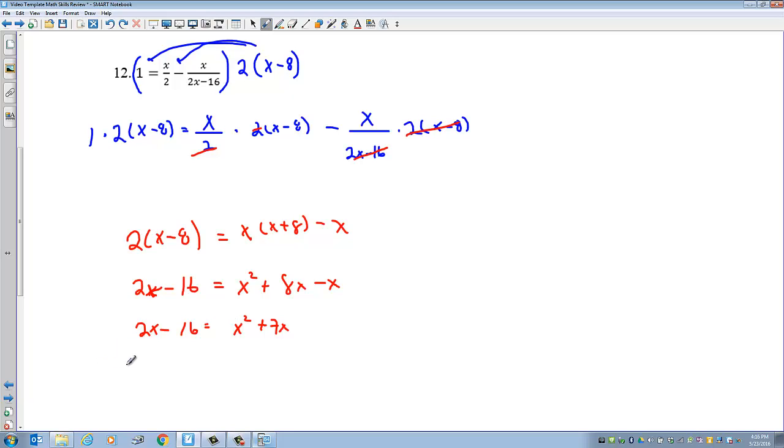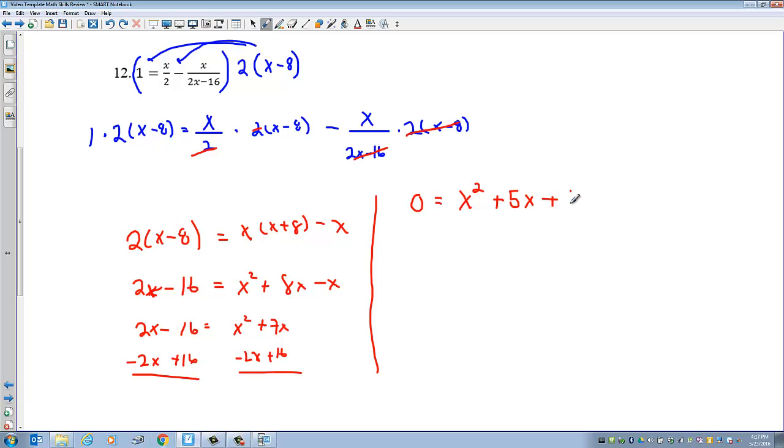And then let's move all this stuff over. So let's move over a 2x, and let's add a 16 to both sides. So let's write that on both sides. So minus 2x plus 16. And if we add these to both sides, what do we get? I'm going to draw a line here. So now if you add up these two columns, you get 0 on the left. And then on the right, you're going to get x squared, and then minus or plus. So you have 7x minus 2x, so plus a 5x, and then plus 16. And so now I have a quadratic equation.